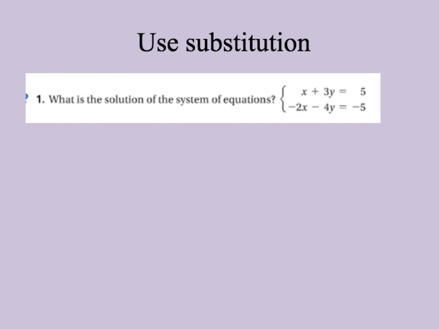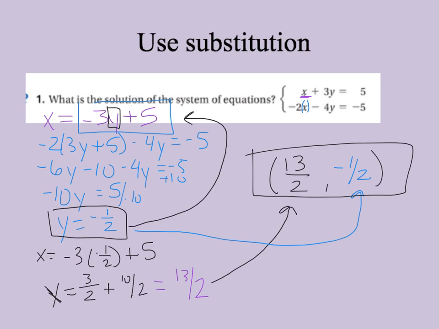I want you to attempt this problem and solve it by substitution. You should have first solved the first equation for x and got negative 3y plus 5. Once you solve for y, you would get y equals negative 1/2. You plug that back into the equation that you solved for x, and you get 13/2. Again, your final answer you should always write as an ordered pair.